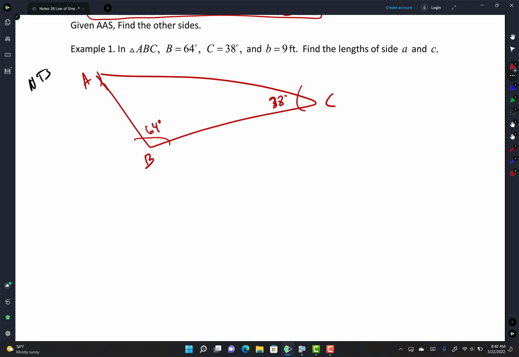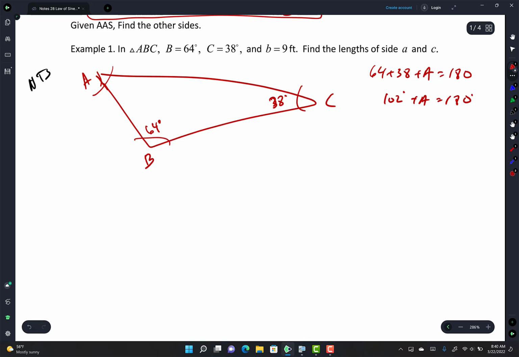All right, we all took geometry, so we know that all three angles in the triangle must add up to how many degrees? 180. So the first thing I would do is figure out what angle A is. So 64 plus 38 plus angle A must equal 180. 64 plus 38 is 102. 102 plus A equals 180 degrees. If I subtract that, I get 180 minus 102, what's that, 78? So 78 degrees.